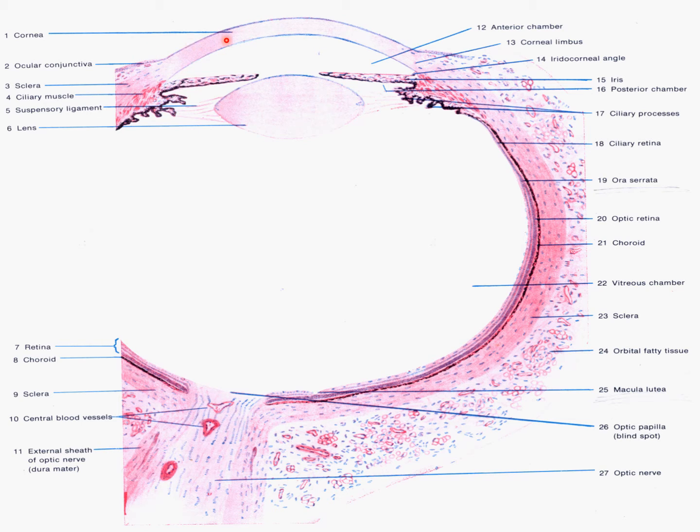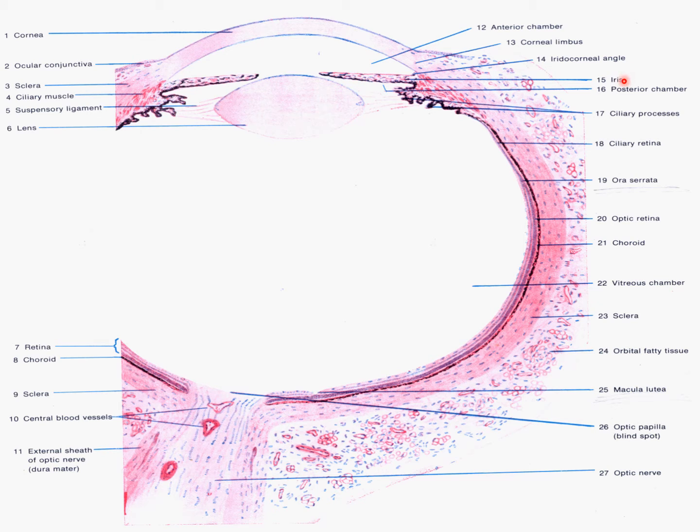First, this one is the cornea. Second, the ocular conjunctiva. This part is the conjunctiva, and this part is the sclera. This muscle is called the ciliary muscle, which is a smooth muscle. This ligament is called the suspensory ligament. This part is the lens, and anterior to the lens, this part is the iris.